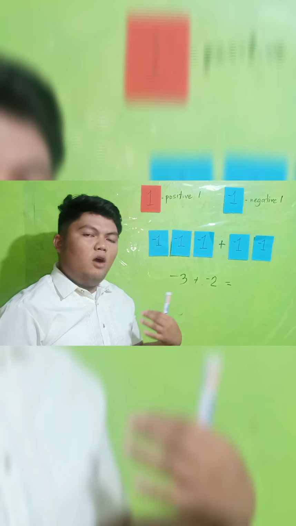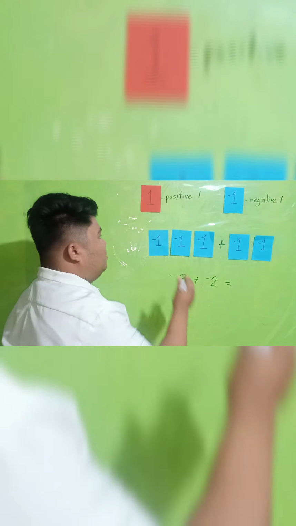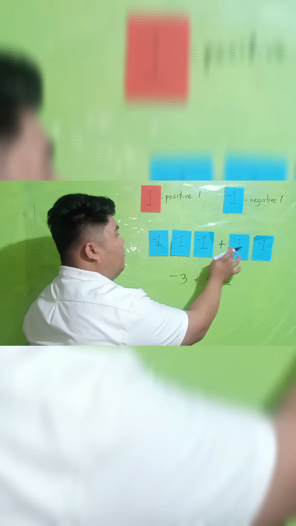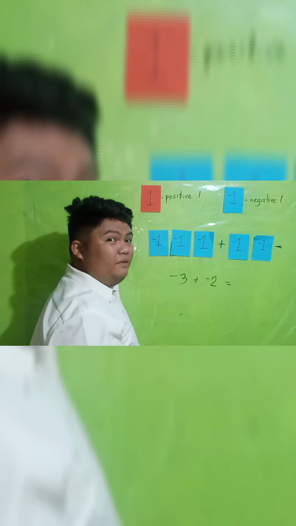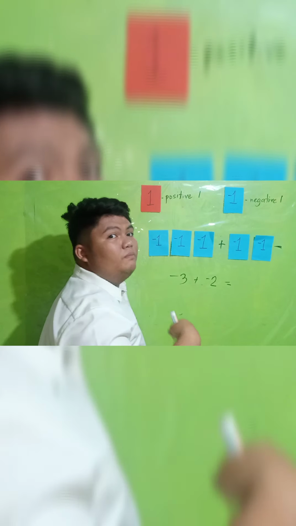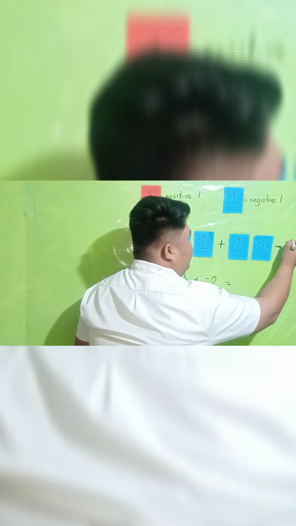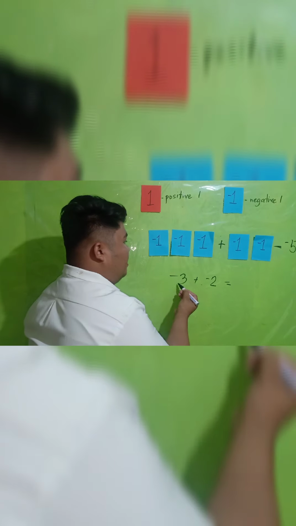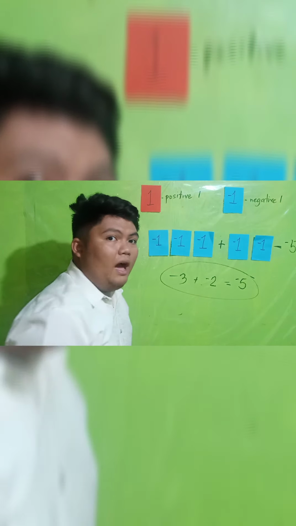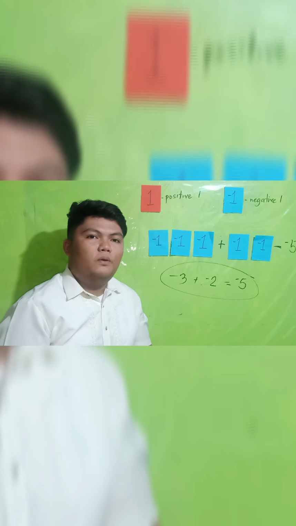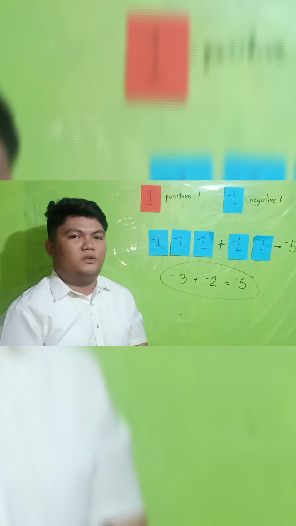So all you can see are all blue tiles. Therefore, let's count how many blue tiles or how many negative 1. So let's count 1, 2, 3, 4, 5. Therefore, we have 5 blue tiles. So the answer is negative 5. Negative 3 plus negative 2 is equal to negative 5. So that's how we add both negative integers.